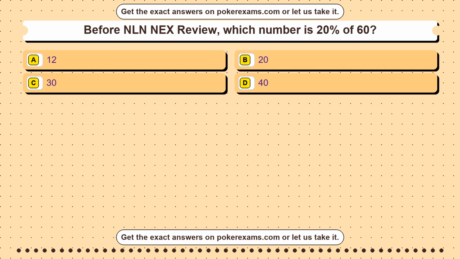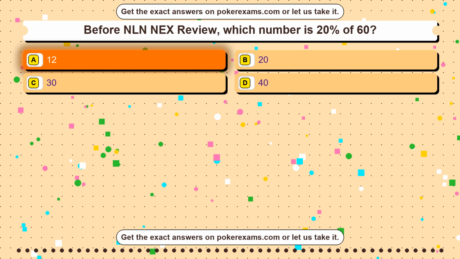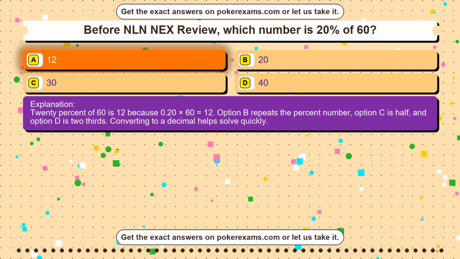Question 5. Before GED reading practice test, which value equals 5 superscript 2? Option A 10. Option B 25. Option C 52. Option D 7. The correct answer is option A. 5 squared means 5 times 5, which equals 25. 10 doubles 5, 52 places digits together, and 7 adds 2. Exponents show repeated multiplication.